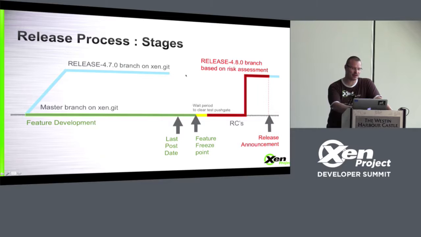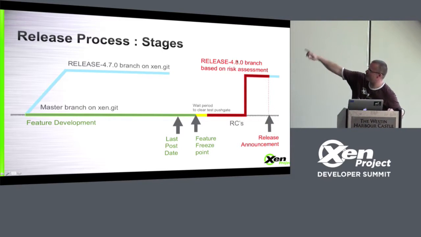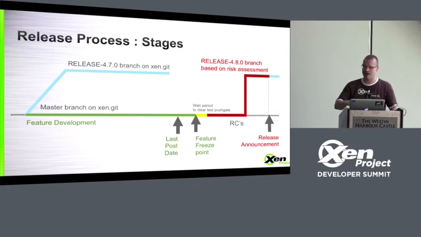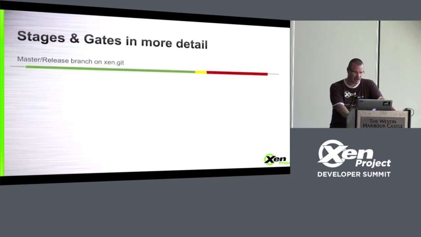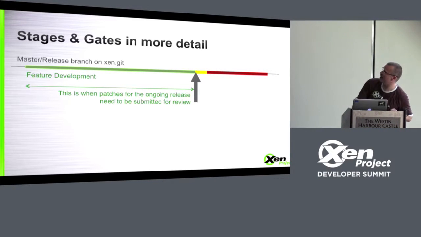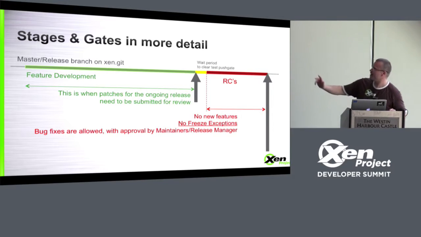Then we have the freeze point. At that point, no new series can go in. And then we wait for the push gate to clear, and then we start making RCs, typically 1 every other week. And at some point, halfway through the release branch, through the freeze period, we create a new branch based on a risk assessment, and when it's ready, we release. And this is basically the same information encoded in a slightly different way.